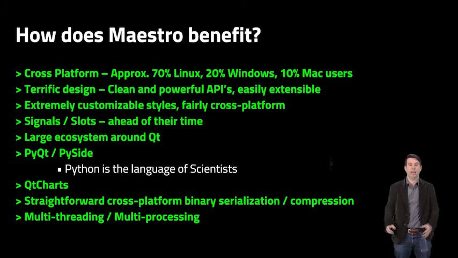So talking about how exactly Qt benefits Maestro, it can't be understated how important the cross-platform nature of it is. About 70% of our users are on Linux, about 20% are on Windows, and then we have 10% on Mac. And we have to keep all of those users happy. We don't have the option to cut any of them out. And it's also critical that they all have the exact same experience. Some people have multiple machines, so they need the same experience on the Mac that they have on Windows that they have on Linux. And we're able to deliver that with Qt because it's such a powerful platform.